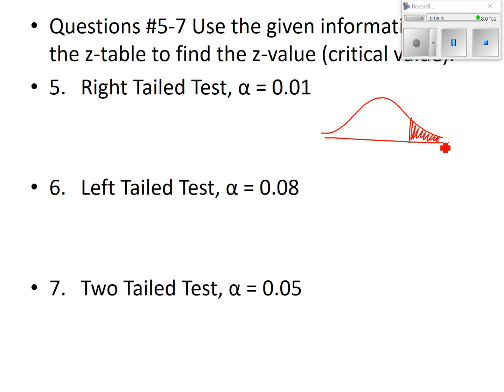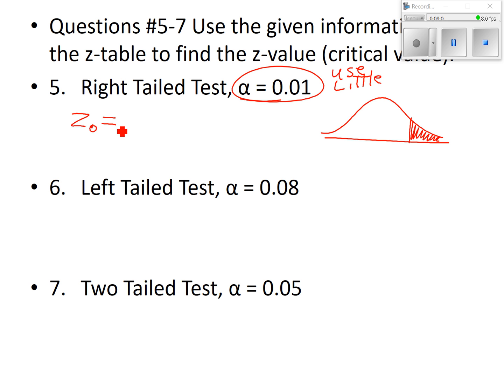Since the alpha is 0.01, you're going to use the little chart that's on the very front of your charts. That one, where it says alpha, tail, and it's got the Z. So we're just going to use that. This is going to be our critical value, our Z.